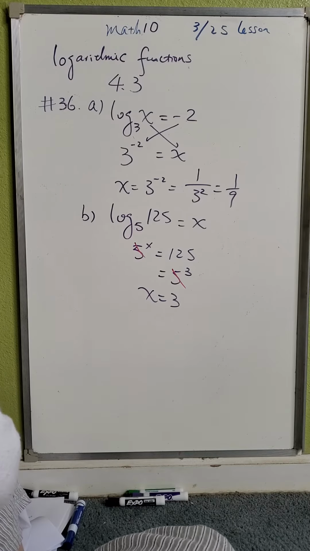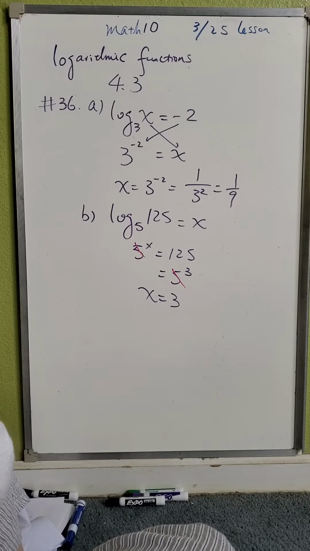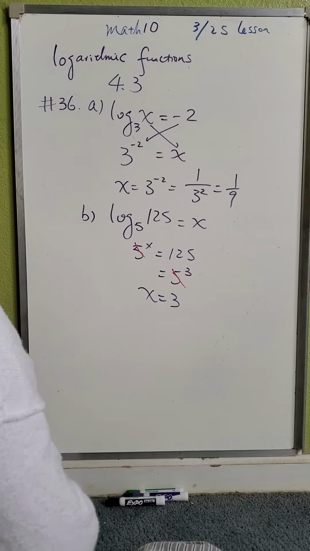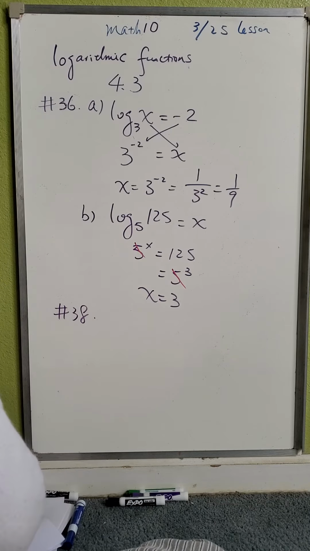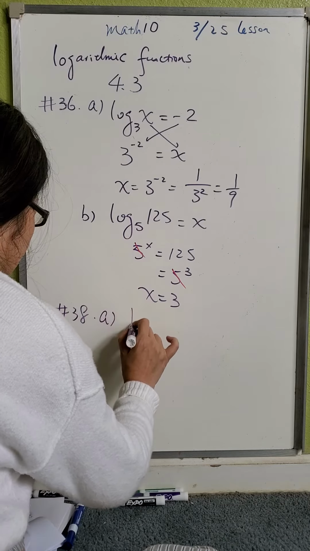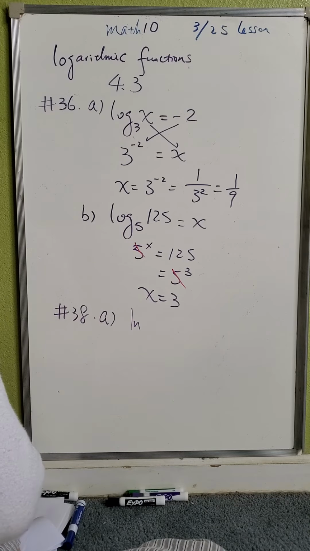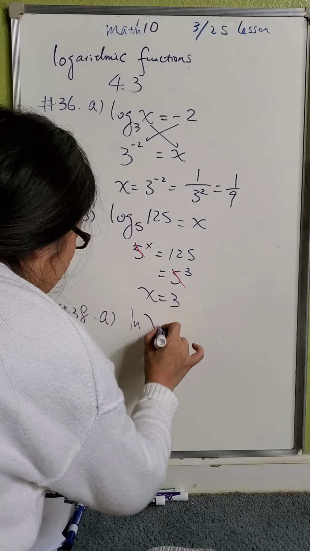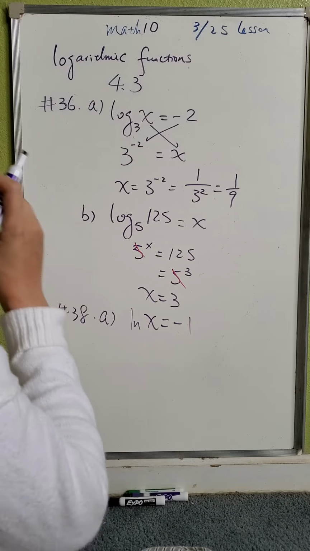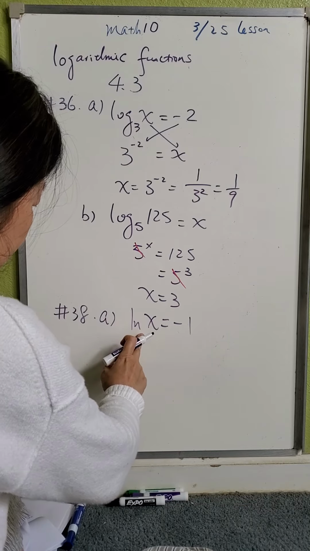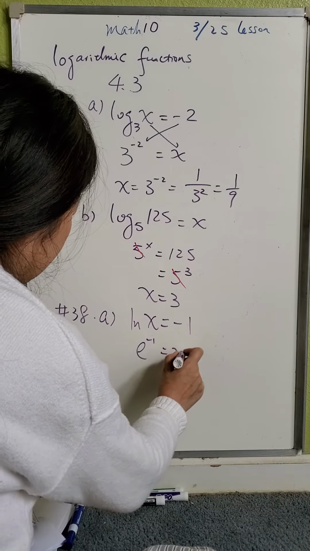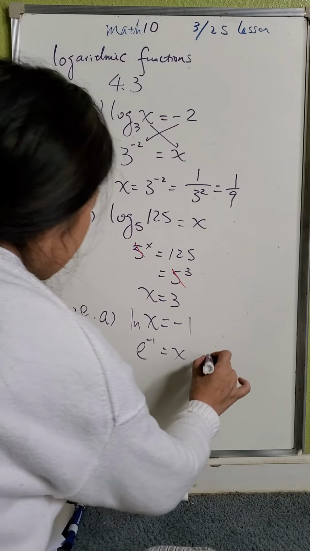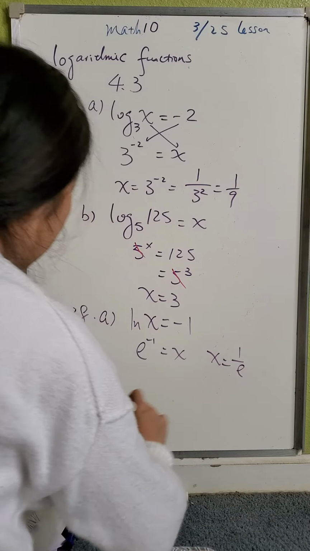Let's try number 38. We have a part A, ln x equal -1. To solve for x, this is base e, so e here, change the -1 here and change the x here. Okay, so x just equals e to the -1, which is 1 over e. That's all we need to do.